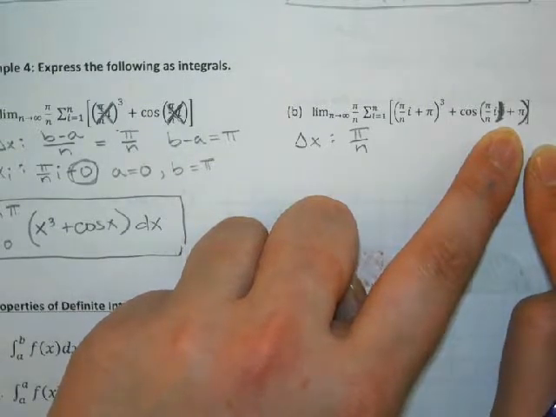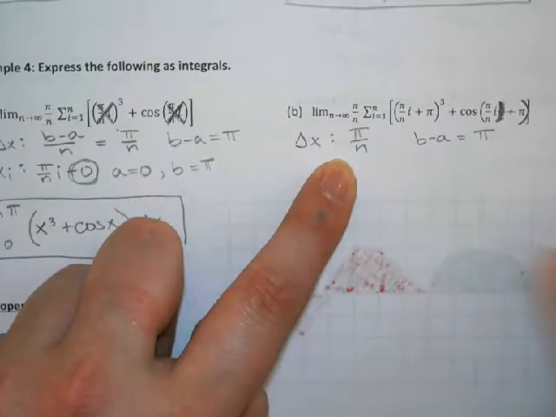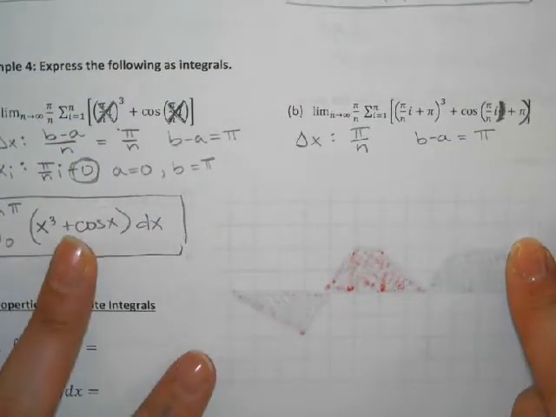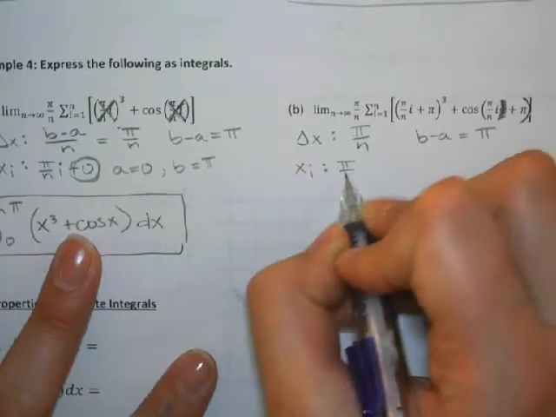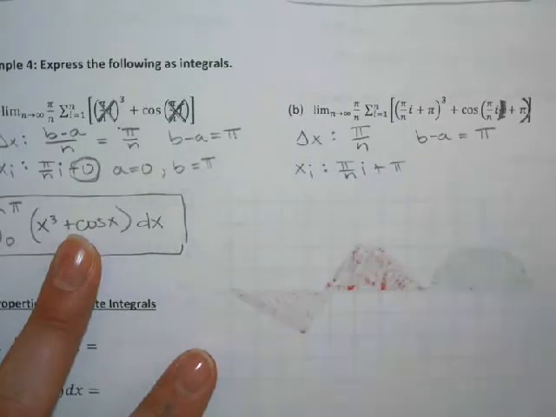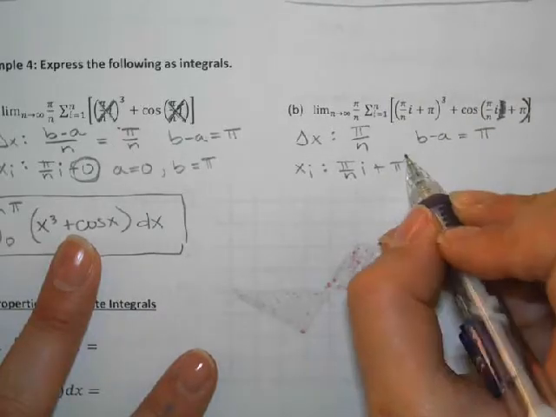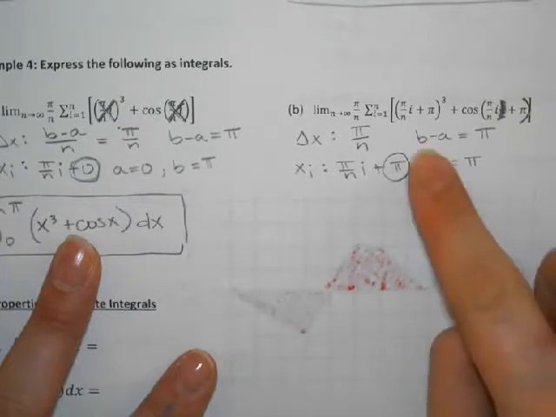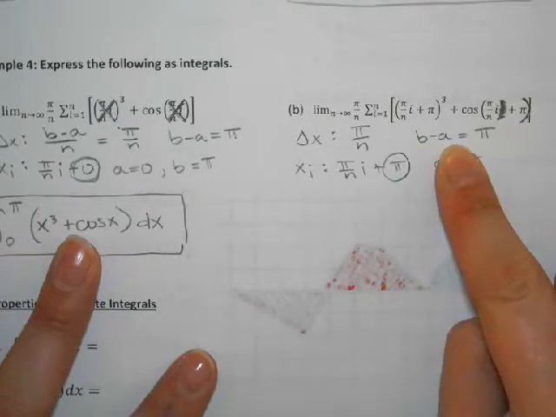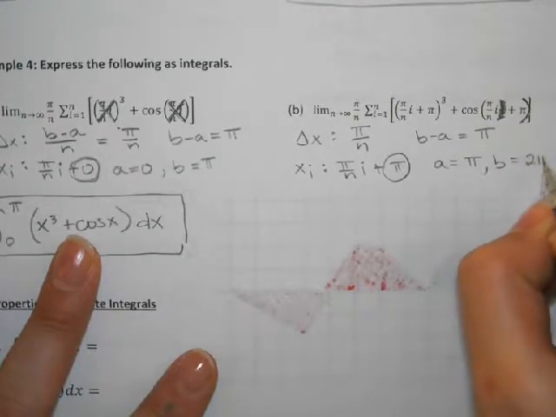Okay, so again, if the delta x was pi over n, that means that b minus a must have equaled pi, right? Because it's b minus a over n, so that must have equaled pi. And then the x sub i is pi over n times i plus pi. And since the x sub i is pi over n i plus pi, what is the lower bound? Yeah, so a equals pi. So b minus pi equals pi. So b must have been 2 pi.